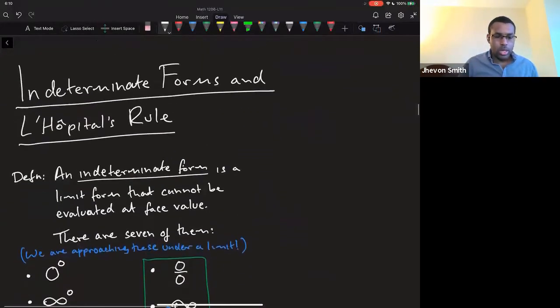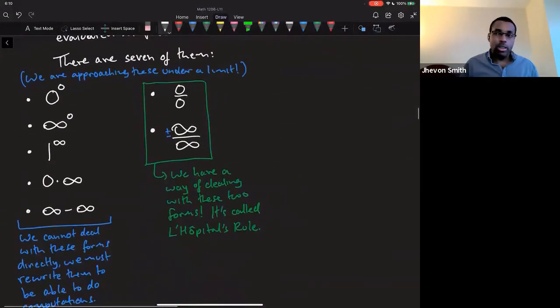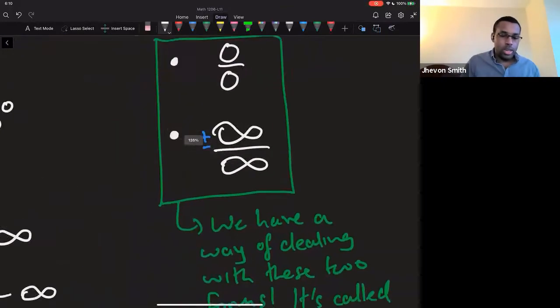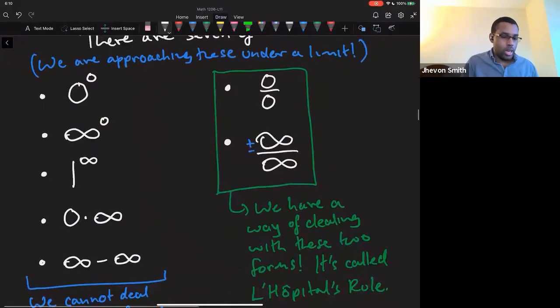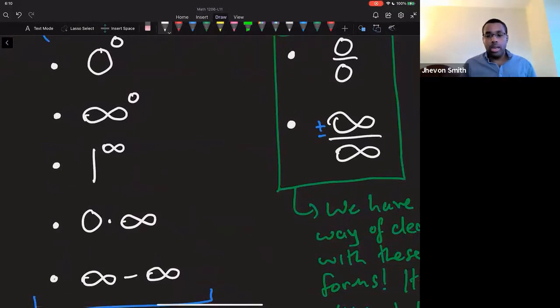The next thing we did was indeterminate forms. There were 7 of them. 2 of them are convenient to us, 0 over 0 and infinity over infinity, but there are some other ones. It's indeterminate if you cannot determine it: it's a limit form that cannot be determined at face value, which means you have competing ideas that don't agree with each other.